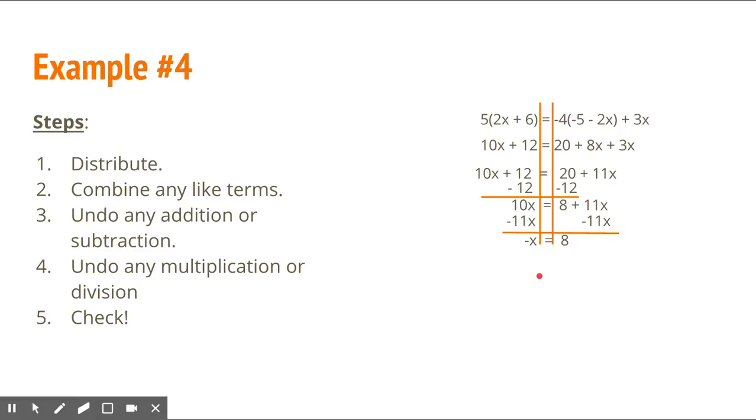Now the opposite, if negative x equals 8, we don't want it to be a negative. So we can just flip that negative to the other side and just say, okay, if a negative x equals 8, then a positive x equals a negative 8. And we have one exact solution for this problem. X equals a negative 8.